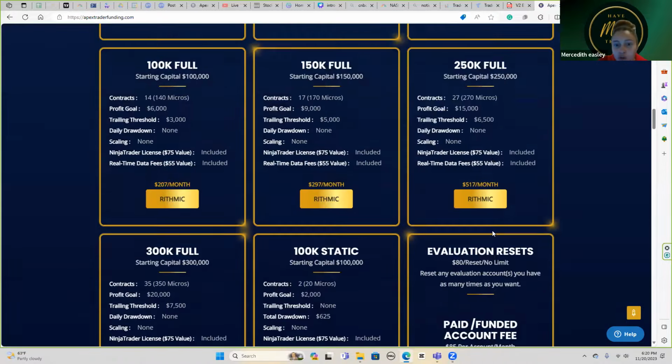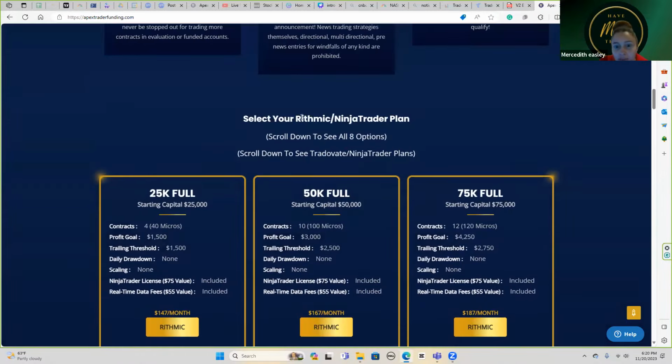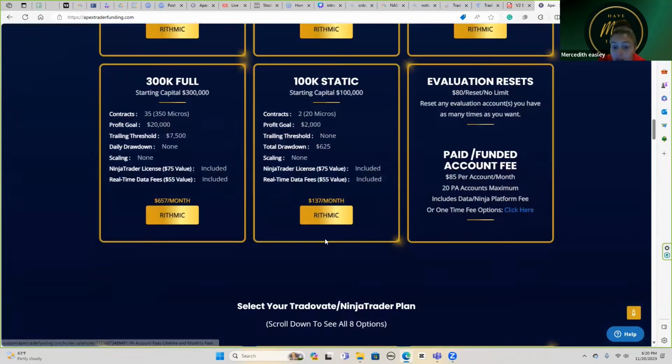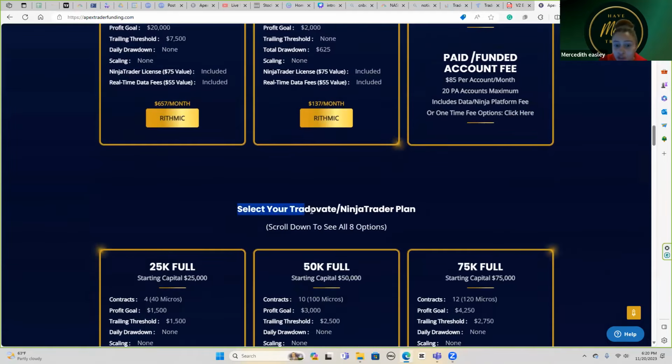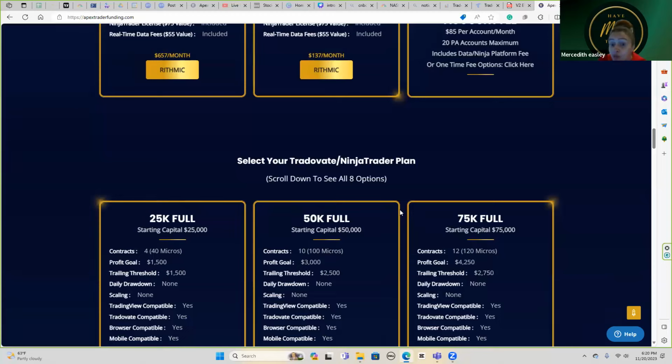All right. So when you see this, that means you're going to trade on NinjaTrader. I don't trade on NinjaTrader, so I don't know about that, right? I scroll down, select your Tradovate / NinjaTrader plan. Keyword, Tradovate. I want to select a Tradovate plan because that way they'll give me an account via Tradovate and I can connect that to my TradingView.